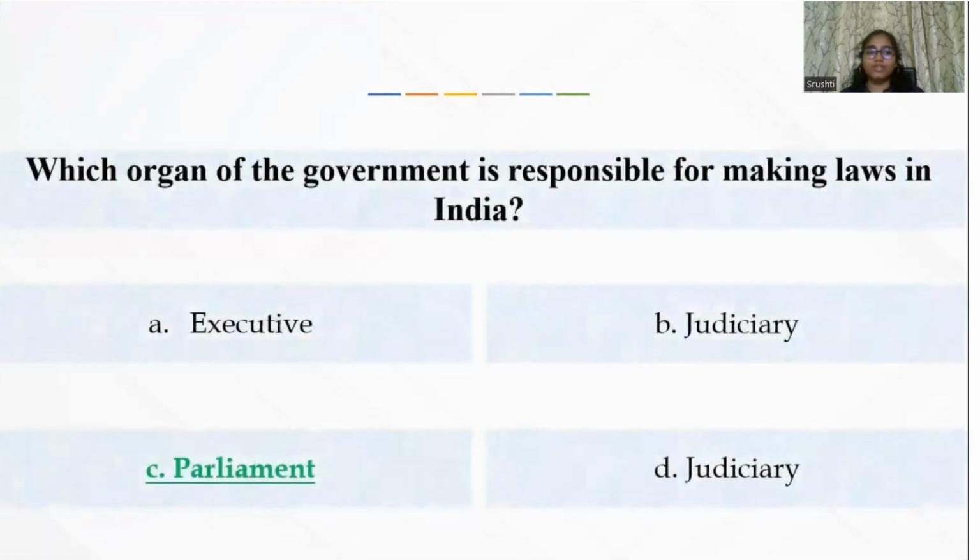Question 5 of Module 2 is, which organ of the government is responsible for making laws in India? Option A, executive, option B, judiciary, option C, parliament, and option D, judiciary. Option C, parliament is the correct answer.